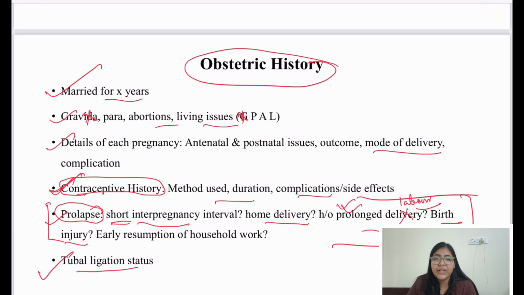So in case of a tubectomy patient, even though the whole length of the tube has not been removed, a part has been removed, and that may lead to a reduction in the cases of ovarian cancer. So it is important to take the tubal ligation status also.